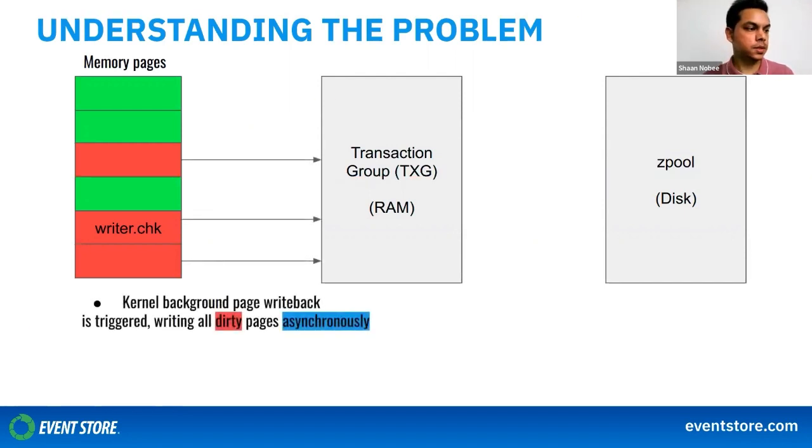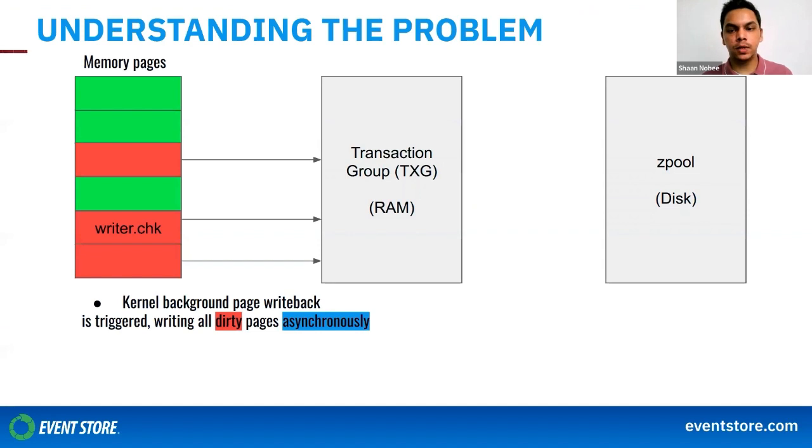So the scenario was that the kernel will first trigger a dirty page writeback, which will write all the dirty pages on the system asynchronously to the disk. And at that point, it happens that the memory map writer checkpoint page was also dirty, because we had updated the checkpoint but not yet flushed it.